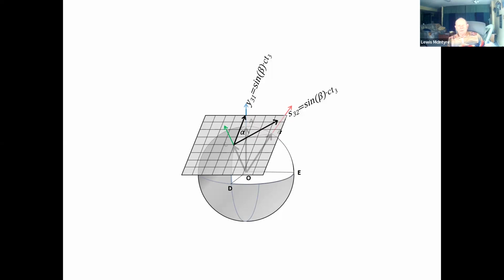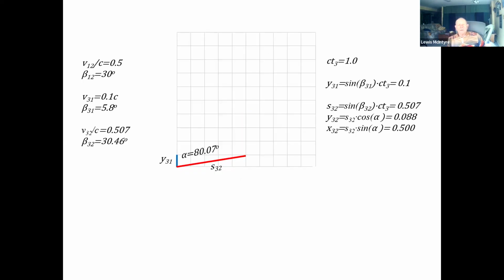S1's trajectory is in the Y direction only, while S2's is in the X and Y direction, the total distance S32. The bearing angle determines the X and Y components of S32. We're going to use V31 as our independent variable and see how the trajectories shape up at time CT3 equal to 1 for various velocities.